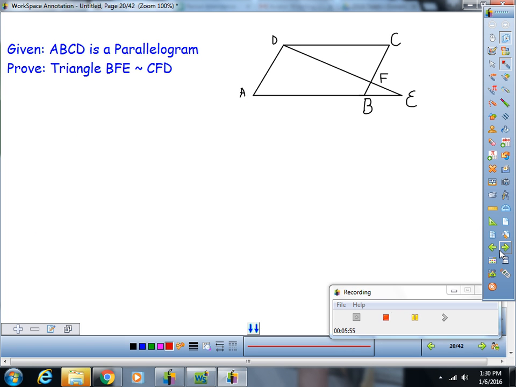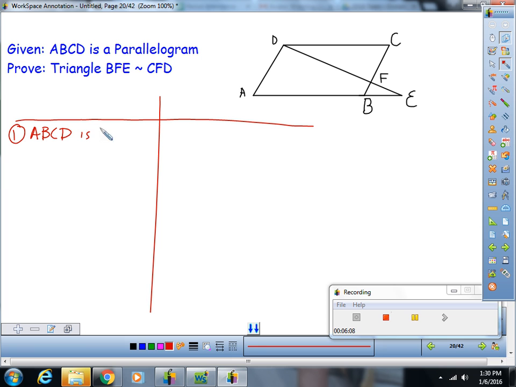So hey, we're just going to finish this up by doing two examples. One is like your standard two-column proof. That's this one. So here's example one. ABCD is a parallelogram. Okay? And we want to prove that triangle BFE. Okay. So I think this screams AA because of parallelogram.